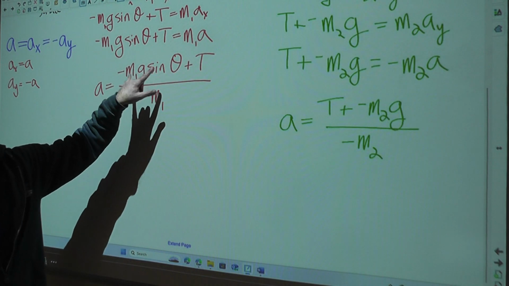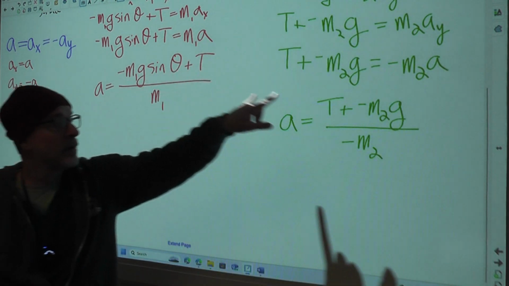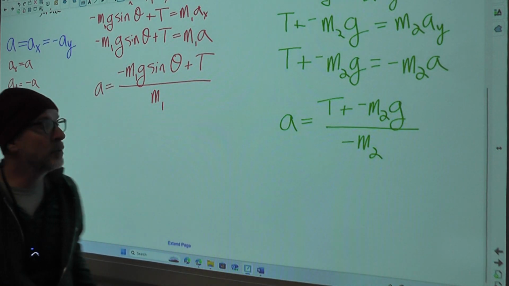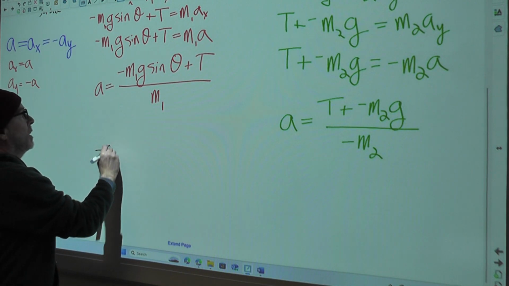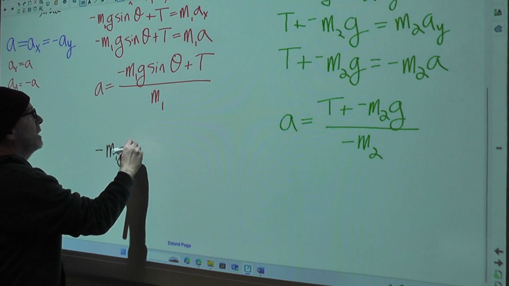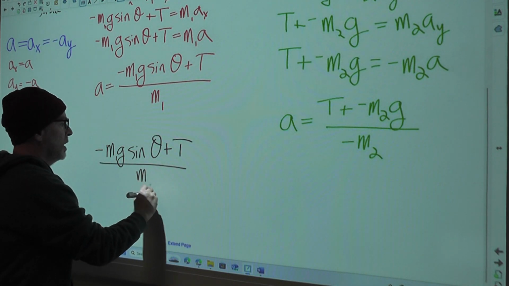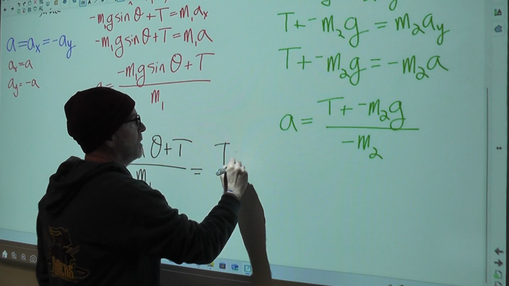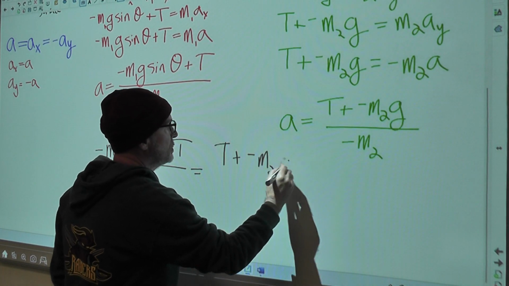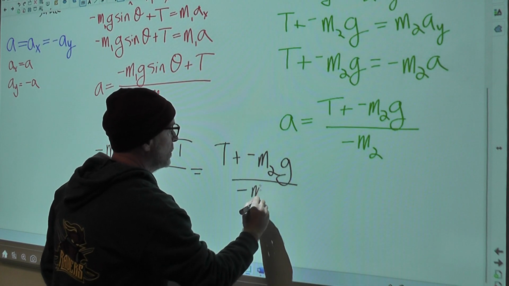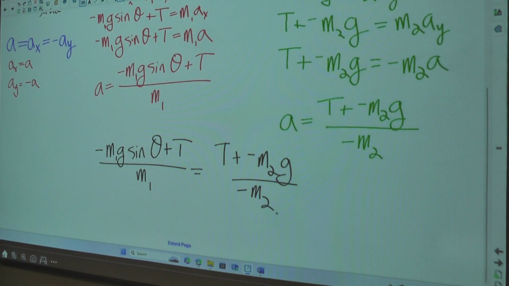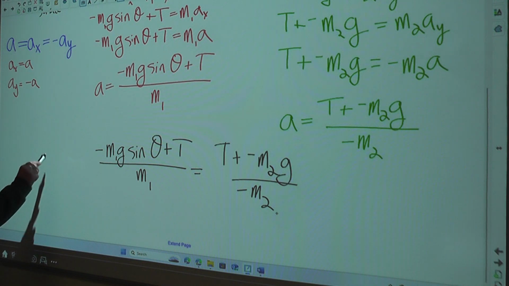I can set this term and this term to be equal to each other. Negative m1 g sine theta plus T, divided by m1, equals T plus negative m2 g, divided by negative m2. Now I've only got one unknown, and I'm not going to solve this anymore because the rest of this is algebra. Here's how you would do it. First, solve for T.